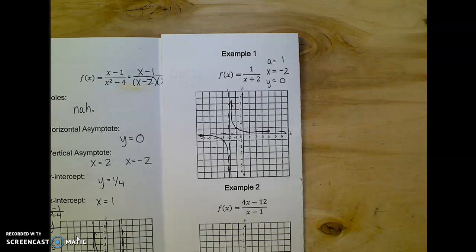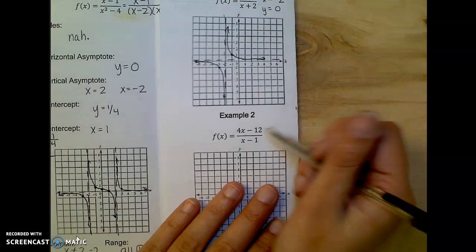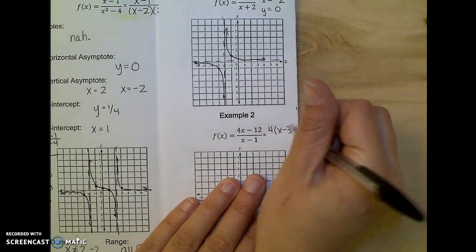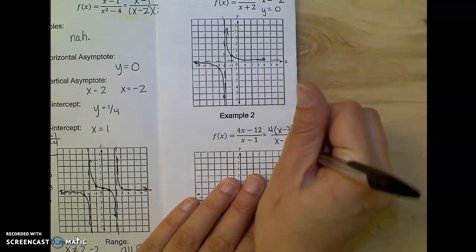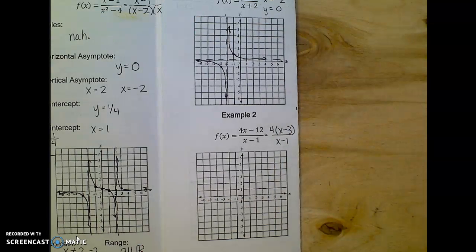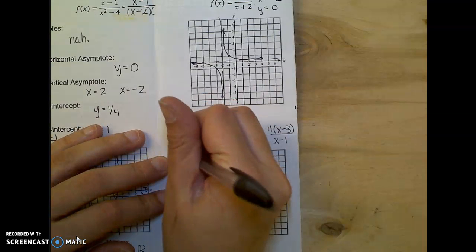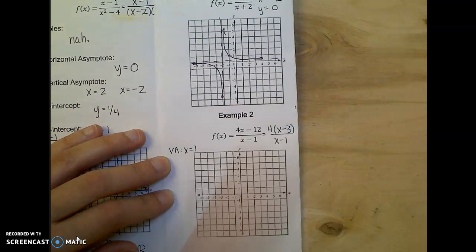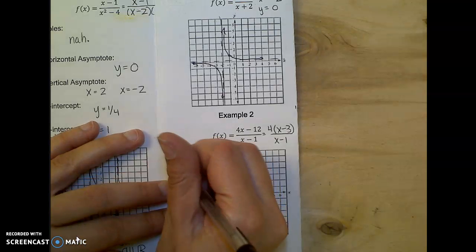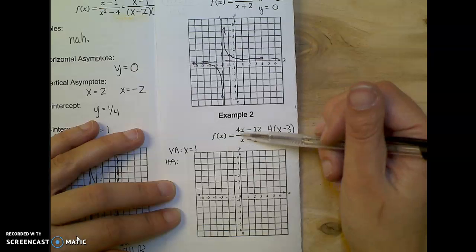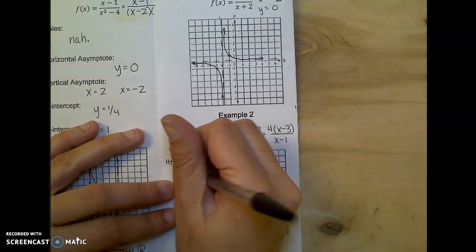I could do this last one too, because might as well. I'd factor the top, so I can take a 4 out. I got x minus 3 over x minus 1. So still no hole. Vertical asymptote though, I got one at x equals 1. My horizontal asymptote, again, if I look at the degree, these would cancel out, so I'm going to have 4 over 1, so 4.